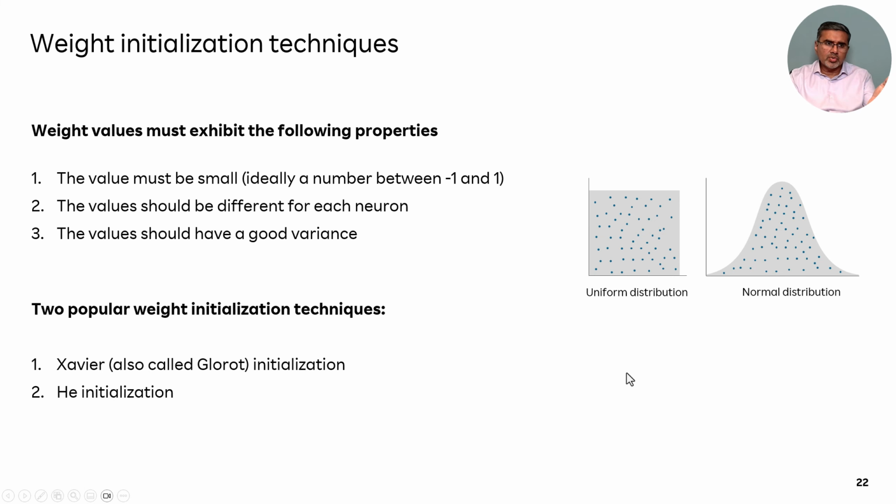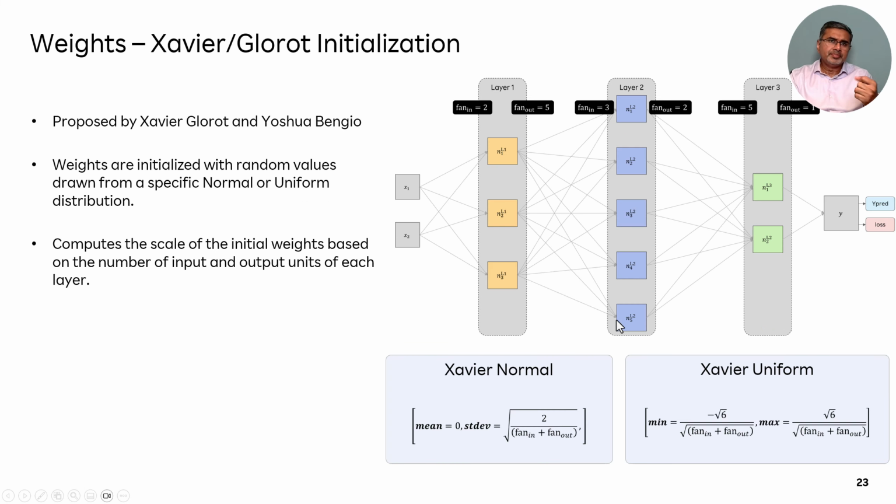With this background, let's look at Xavier initialization. What Xavier initialization does is it looks at the topology of your neural network, and it introduces this concept called fan-in and fan-out. Fan-in is how many neurons are connected to your neuron. In this case, the fan-in is 2 because there are 2 neurons connecting to layer 1. Fan-out is how many neurons you connect to in the next layer. In the next layer here, there are 5 neurons.